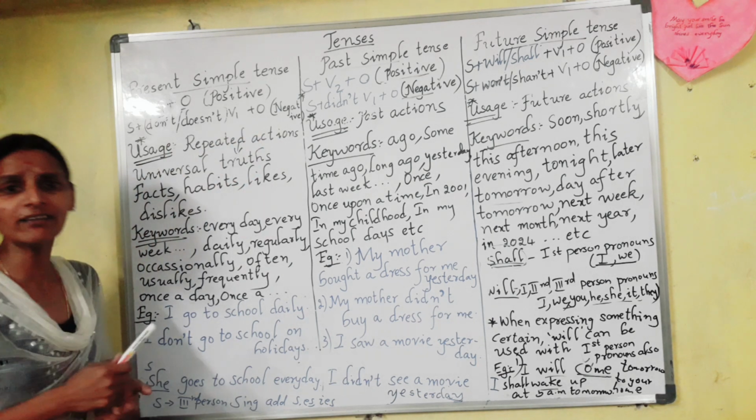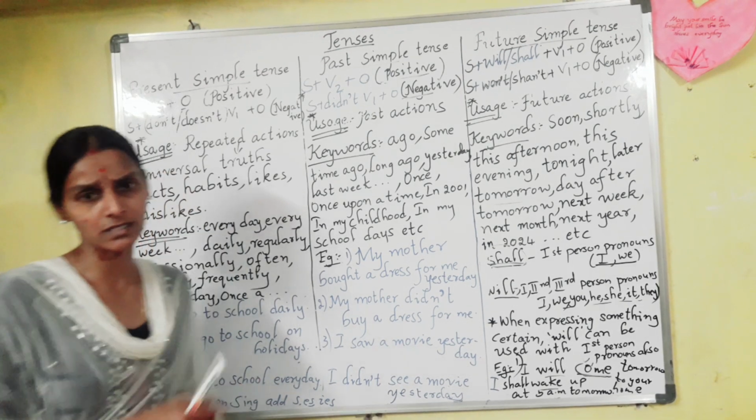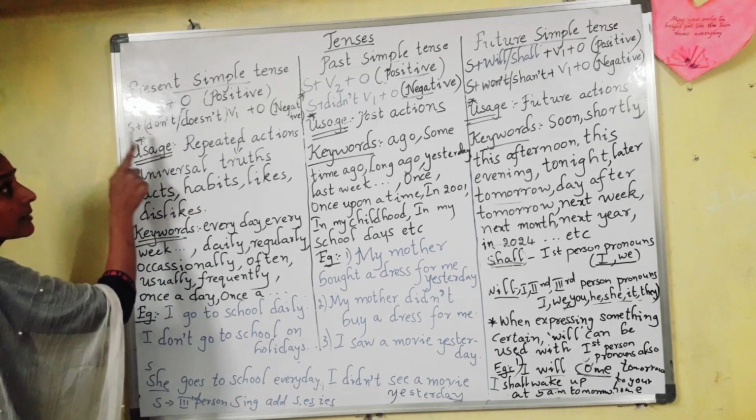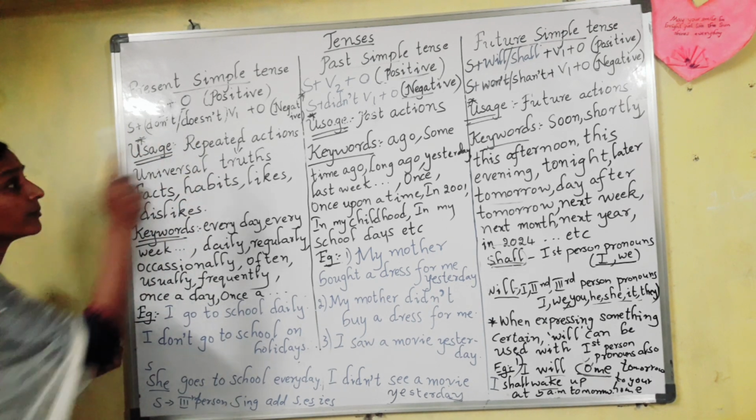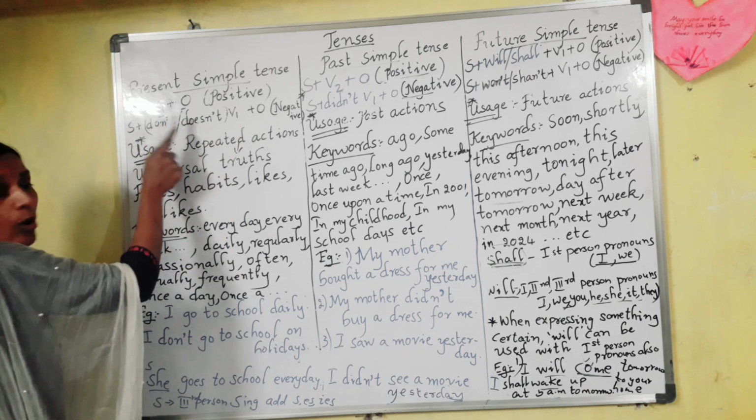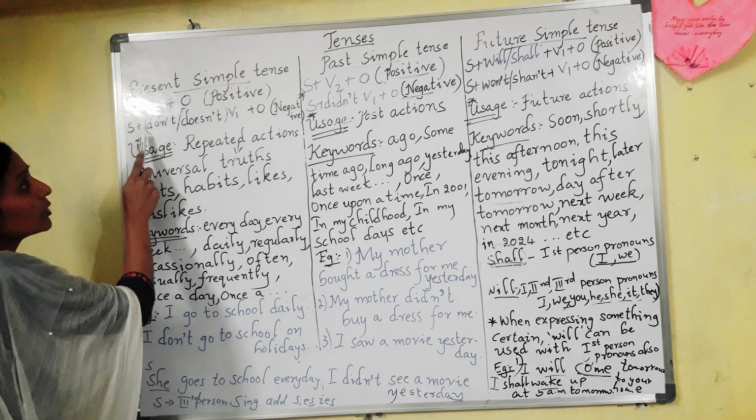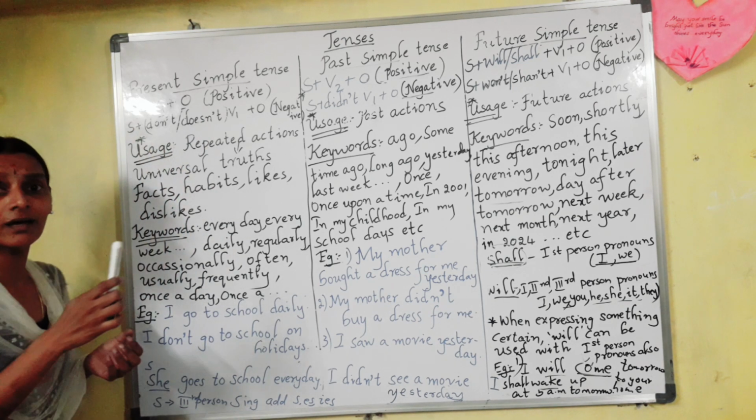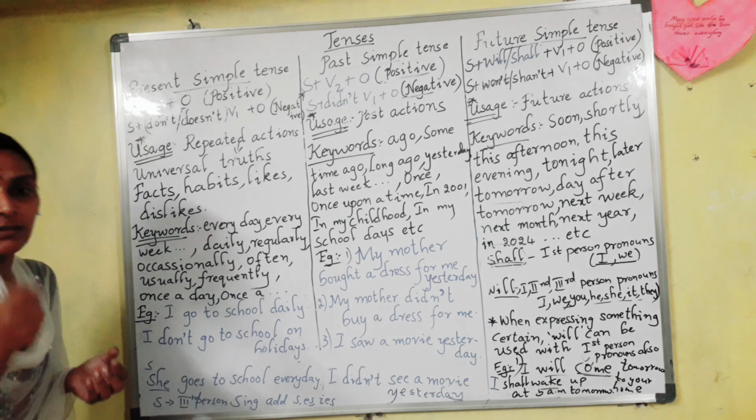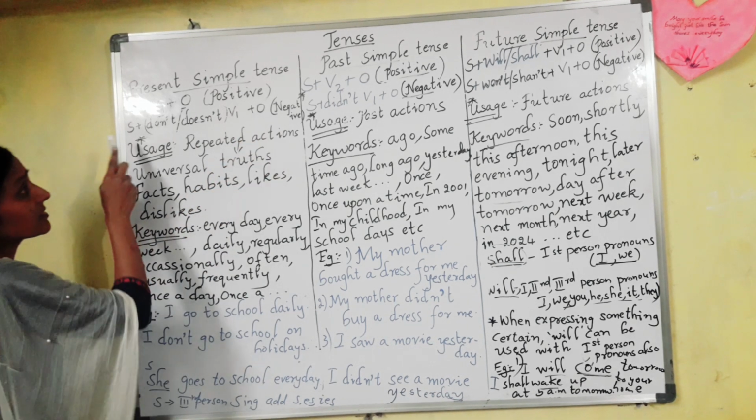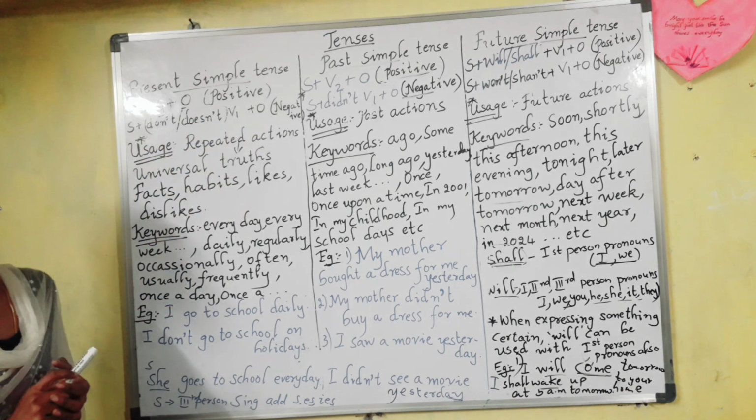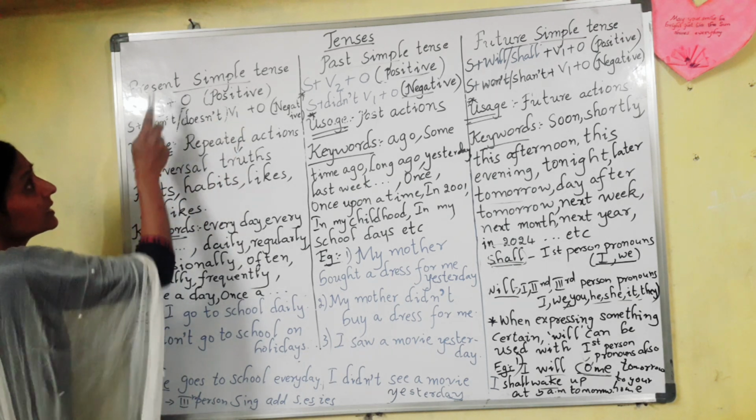But for a negative sentence, what is the structure? If the sentence is a negative sentence, the structure is subject plus don't or doesn't plus V1 plus object. See here, before V1 we are going to add don't or doesn't. Don't is the contracted form of do not. Doesn't is the contracted form of does not. So for a negative sentence, the structure is subject plus don't or doesn't plus V1 plus object. This is the structure of a sentence in present simple tense.